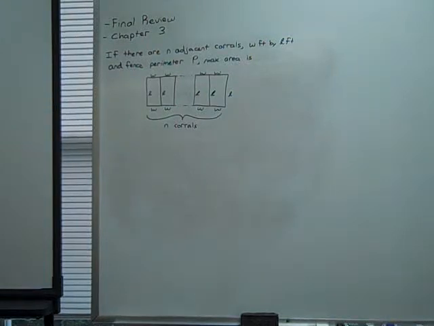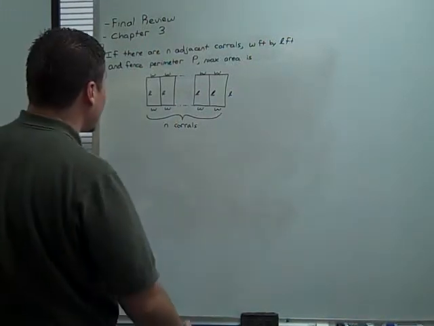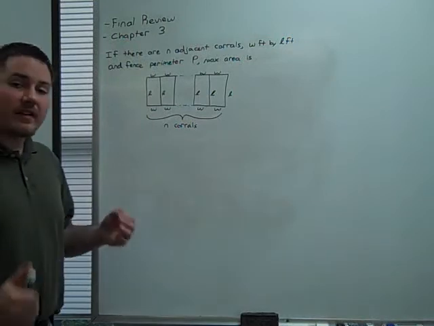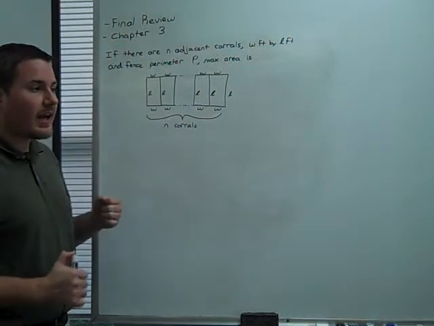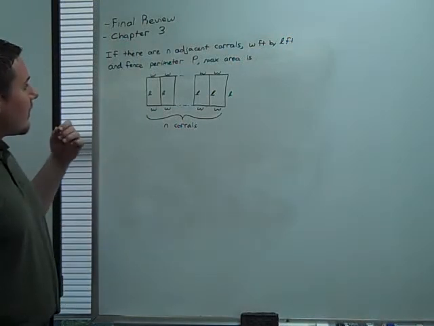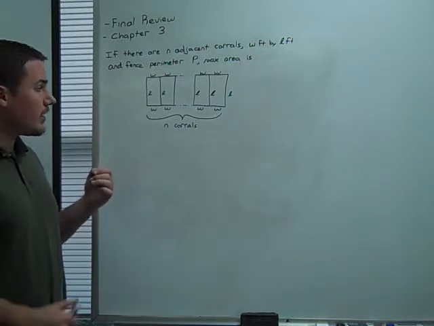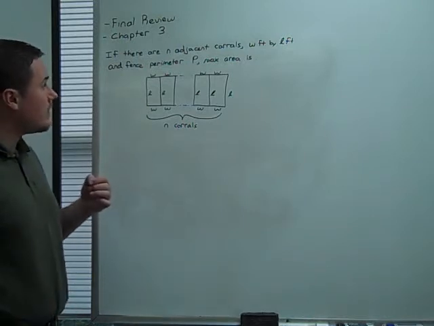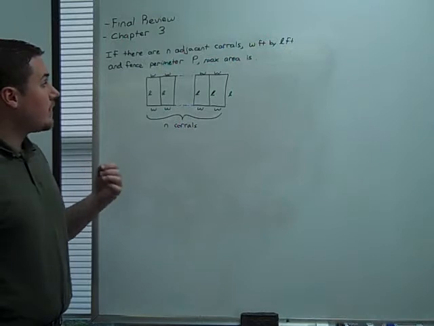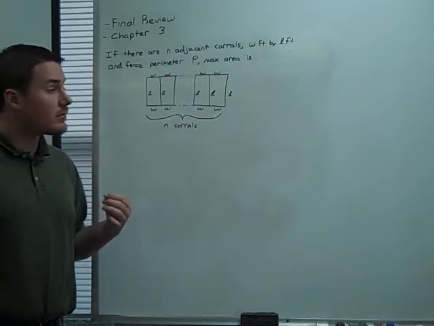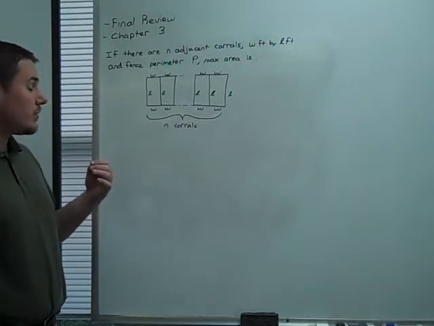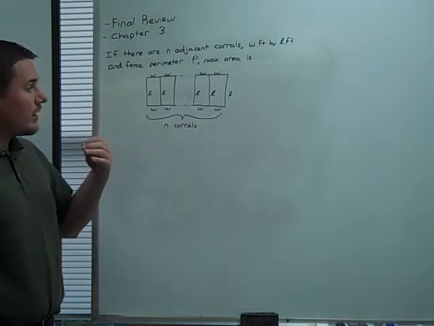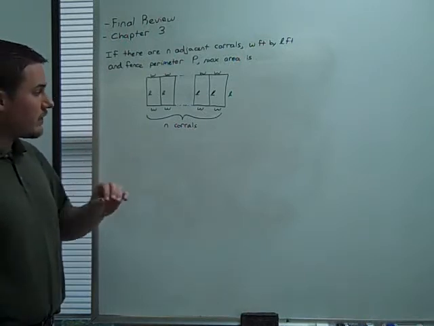Alright, for the next problem, it's actually a relatively challenging problem. We're going to solve every single corral problem that has ever been written. There are n adjacent corrals that are W by L feet and a fence perimeter P. We want to find the max area. Or rather, we want to find what dimensions will give us the maximum area.